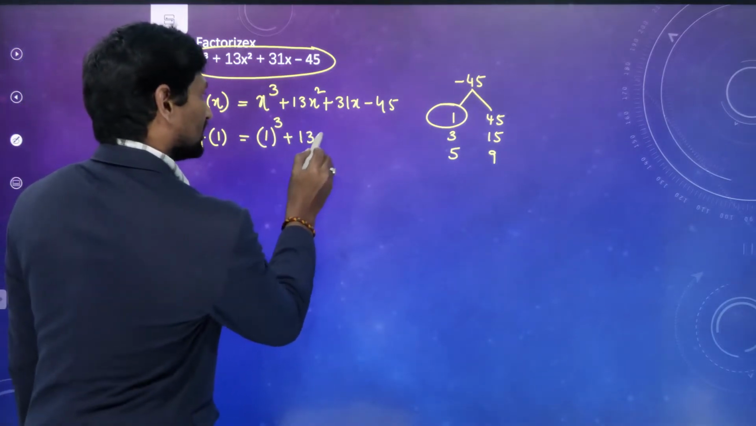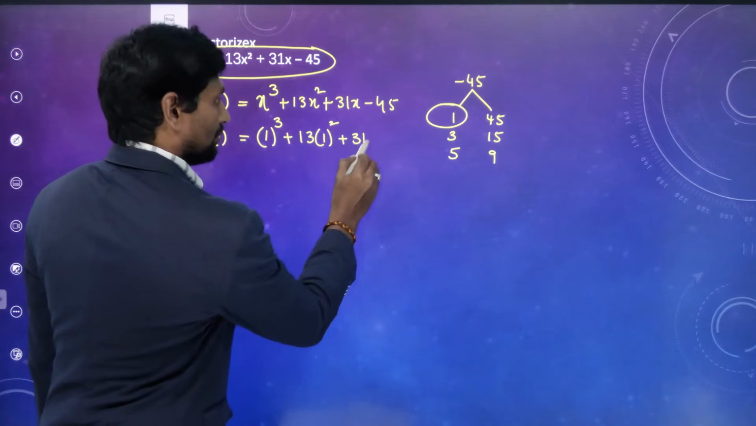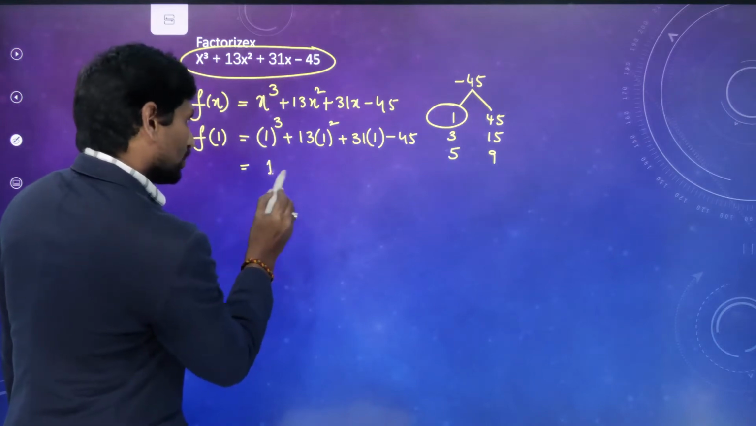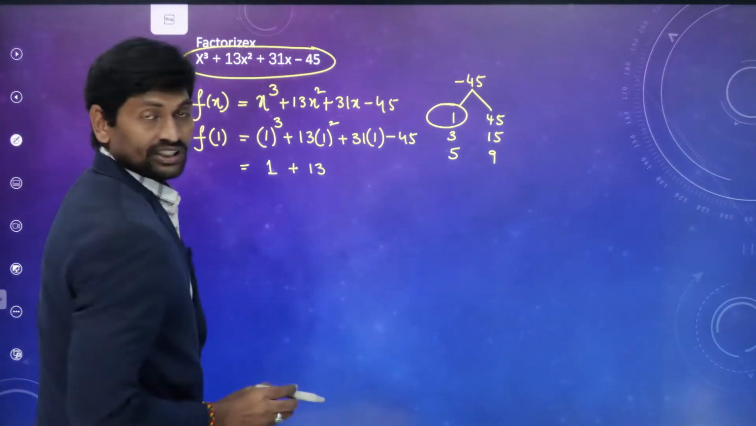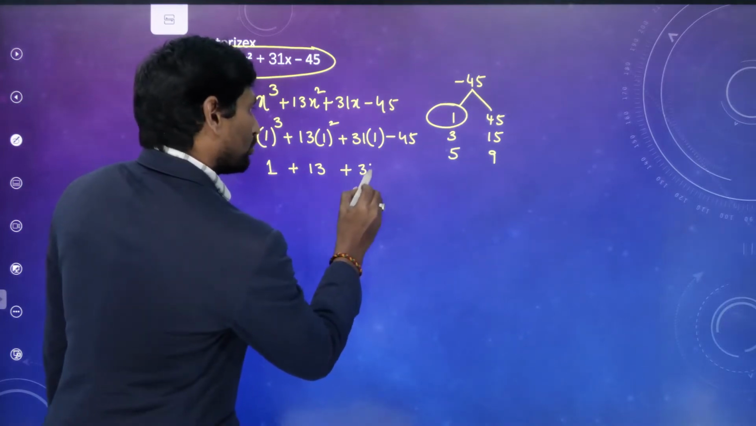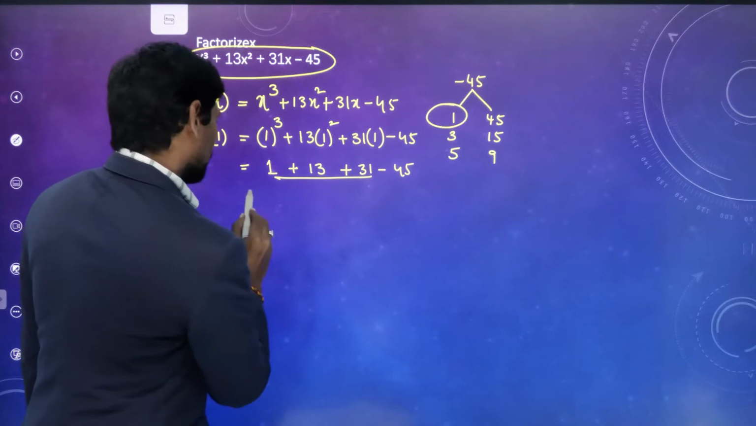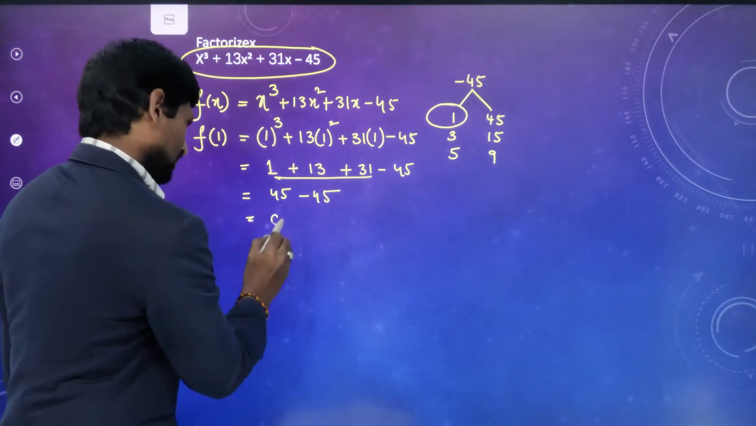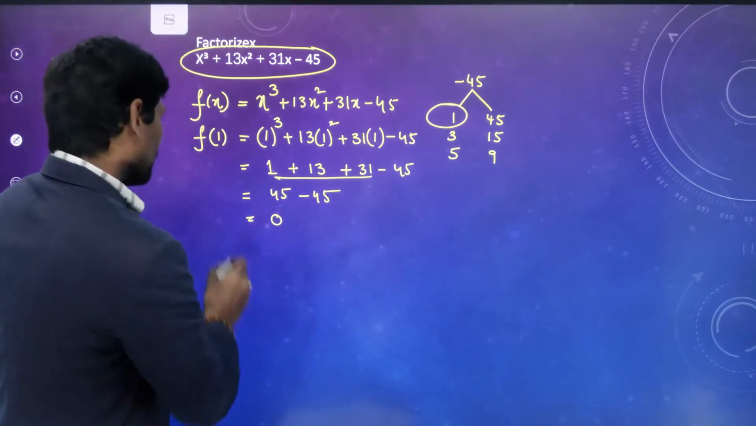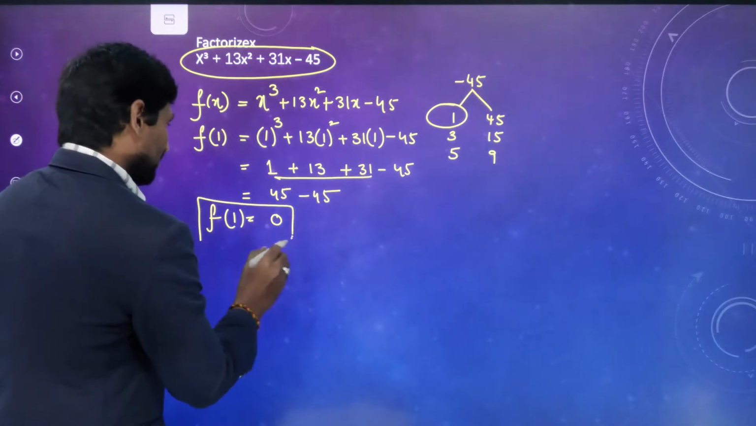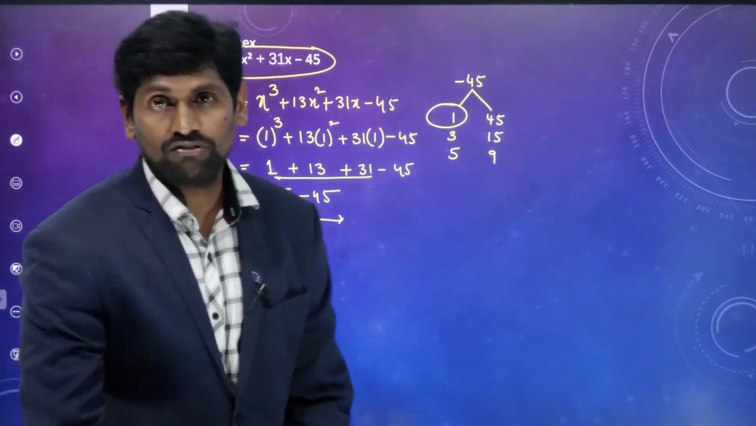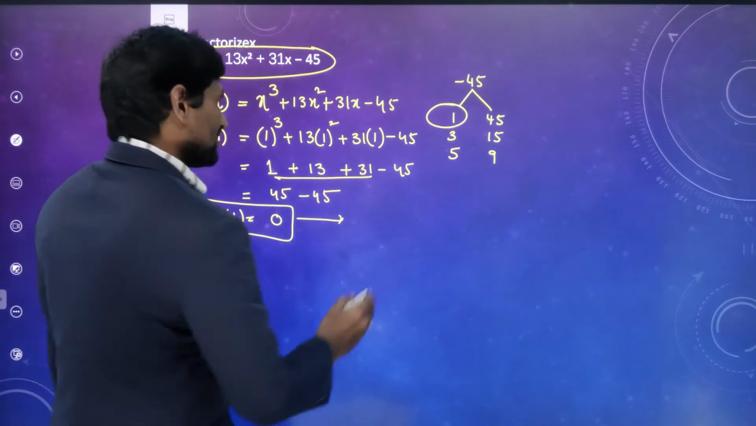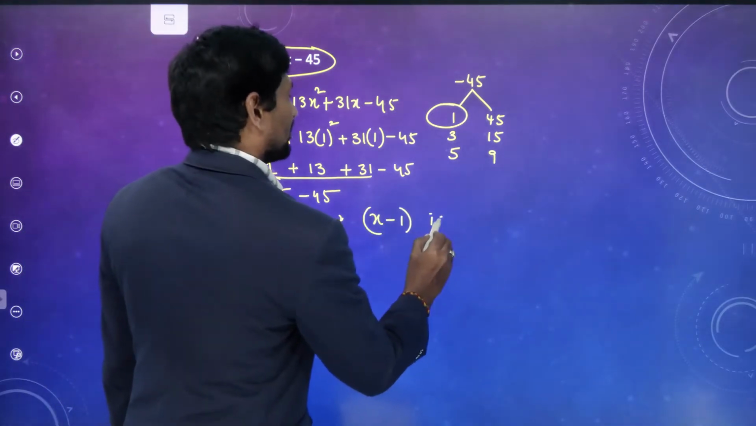Substitute 1 in the place of x. So 1 cube plus 13 into 1 square plus 31 into 1 minus 45. 1 cube is 1 itself, 13 into 1 square is 13, and 31 into 1 is 31. Adding all the positive values, I get 45, and minus 45. So 45 minus 45 becomes 0. That means f of 1 is 0. According to the factor theorem, if f of a becomes 0, then x minus a is a factor. In the same way, f of 1 is 0, so x minus 1 is a factor here.